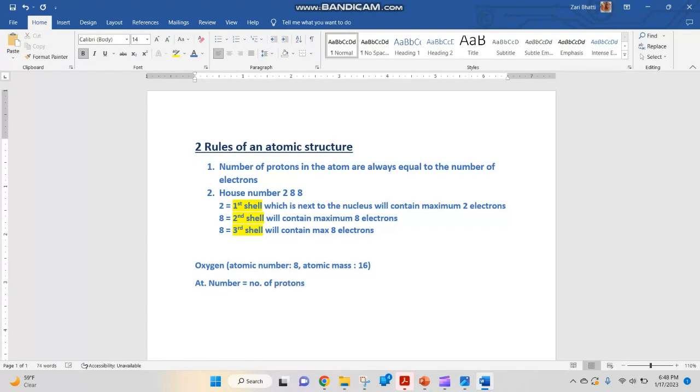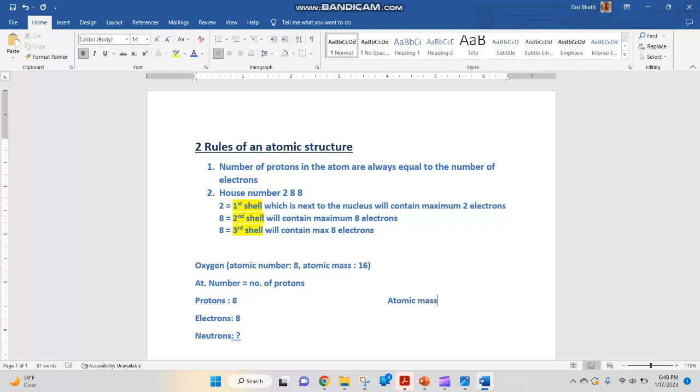So whatever the number of protons is, rule number 1 of the atomic structure tells us that the number of protons is equal to the number of electrons. So if we have atomic number 8, that means protons will be 8, electrons will also be 8. We need to figure out the number of neutrons, even though it is not going to affect the structure, but still we need to know the number of neutrons as well. So for that we are going to use a formula.